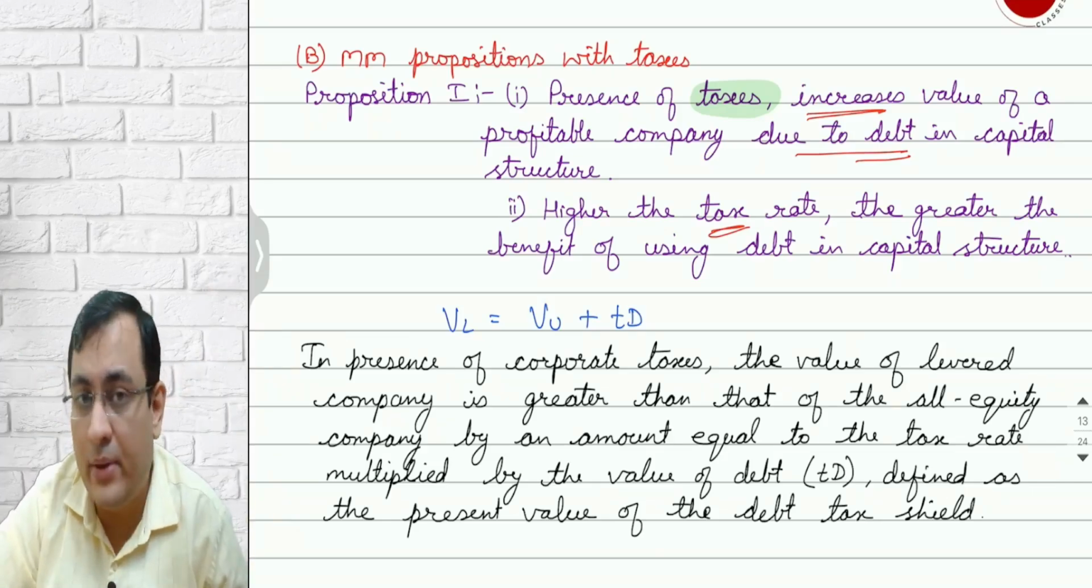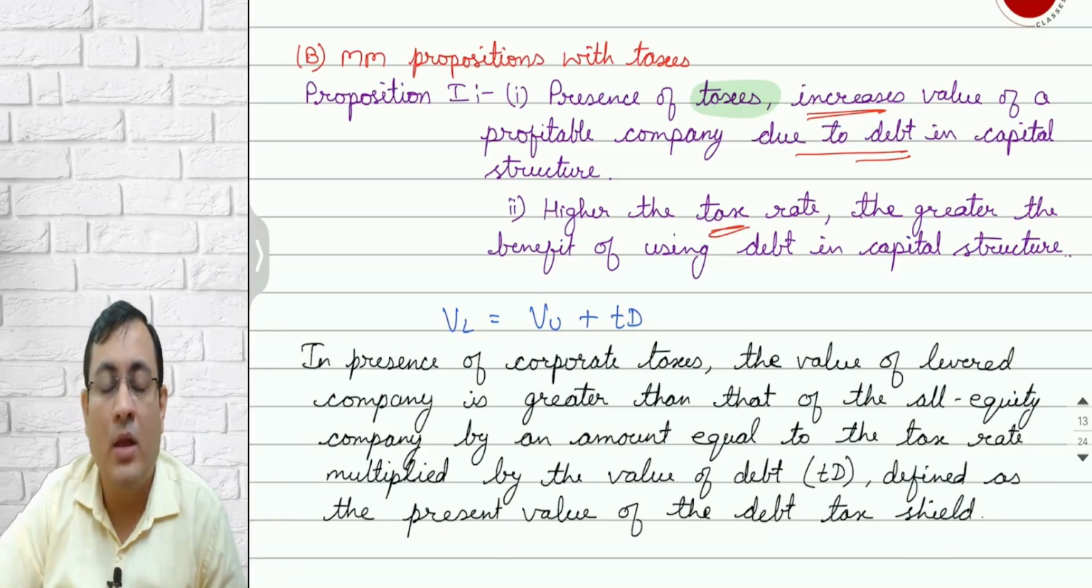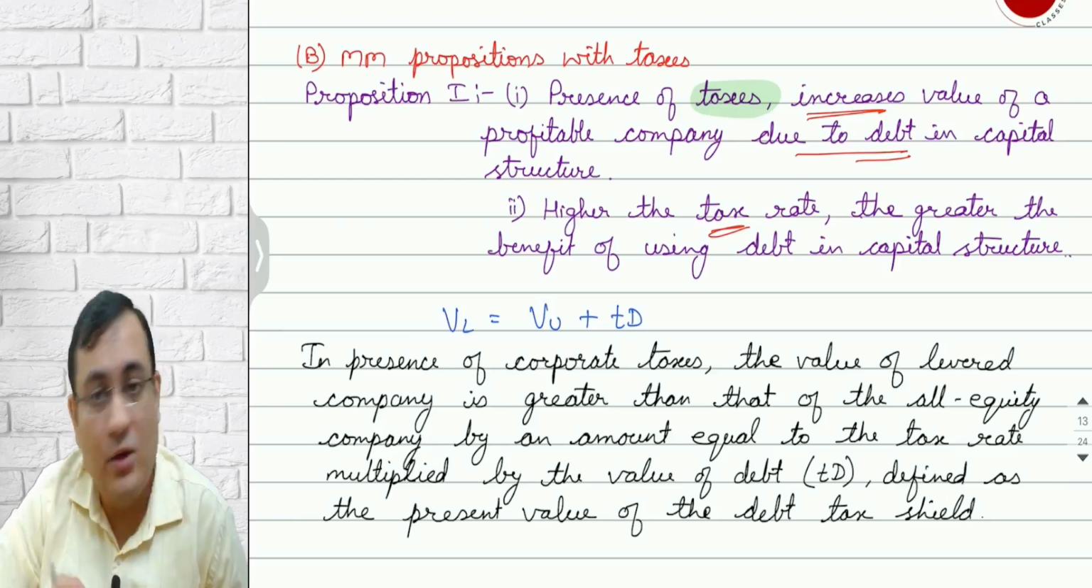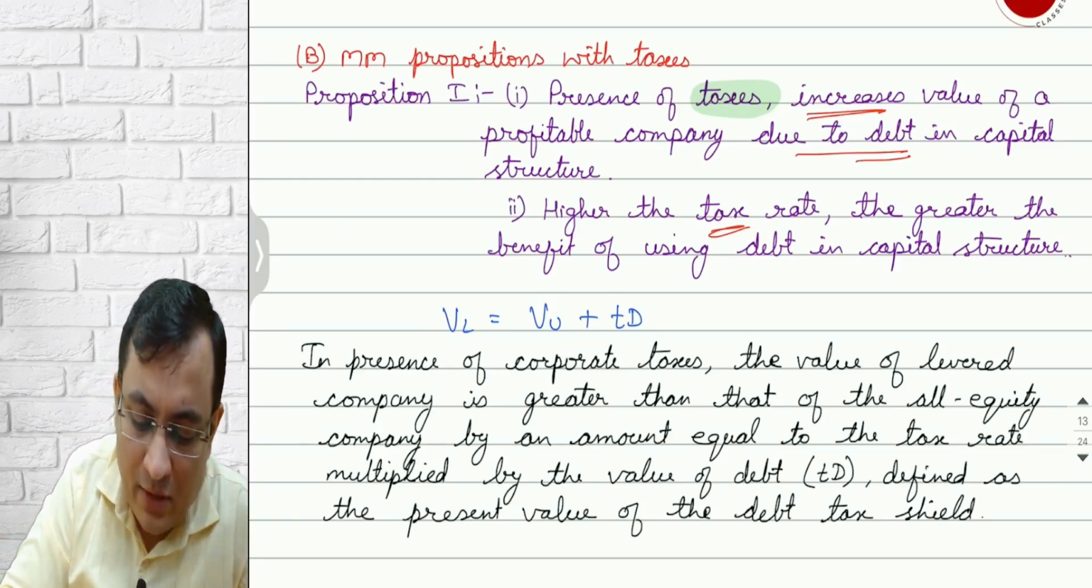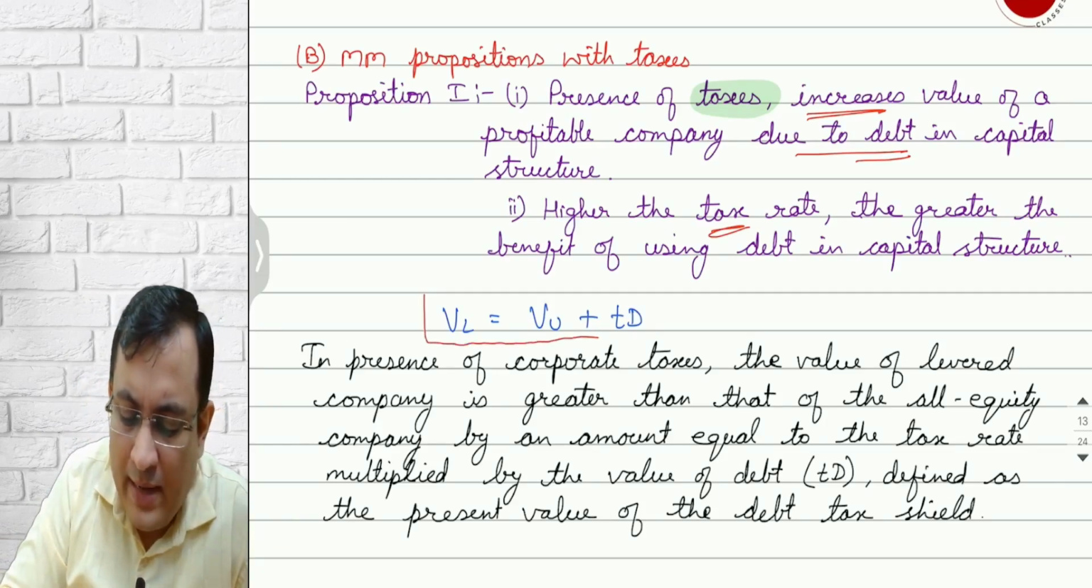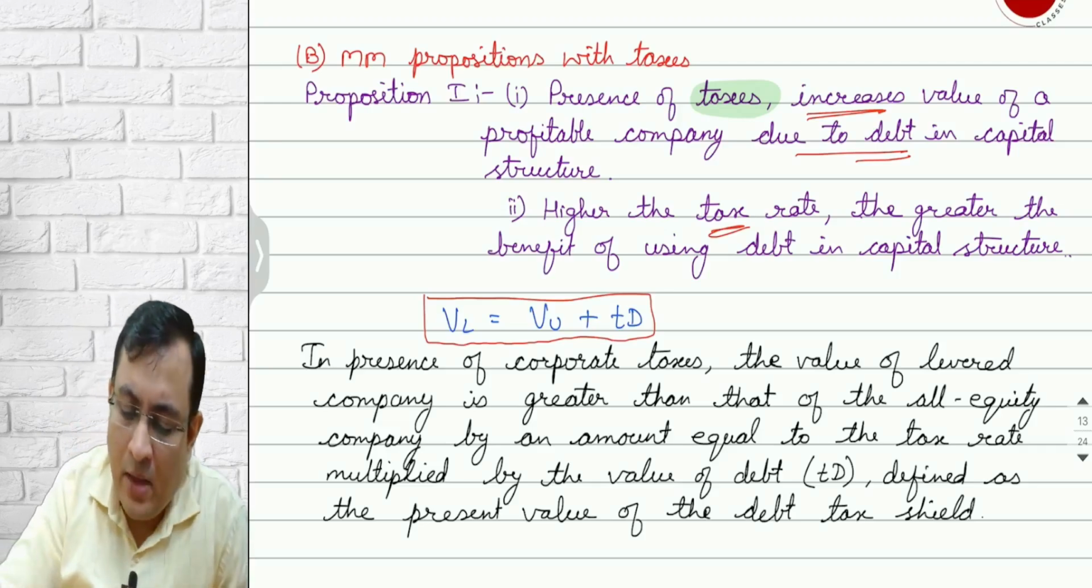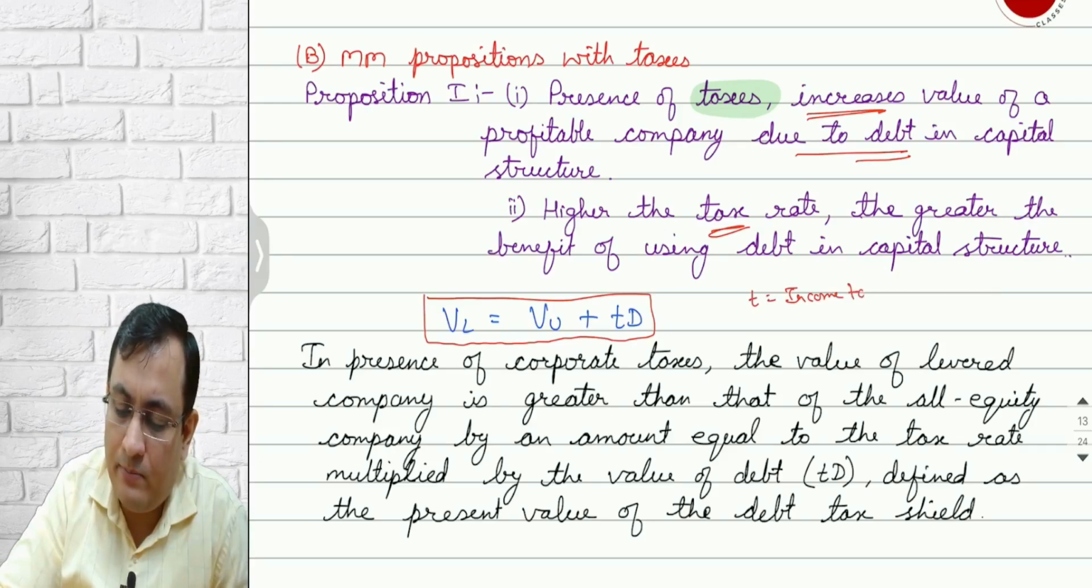So it means now capital structure is a relevant decision. You have to take it very consciously, because this is going to impact the overall valuation of the firm. So now what is the formula of valuation of a levered firm and unlevered firm? VL is equal to VU plus T multiplied by D, where T is your corporate income tax rate, and D is your market value of debt.